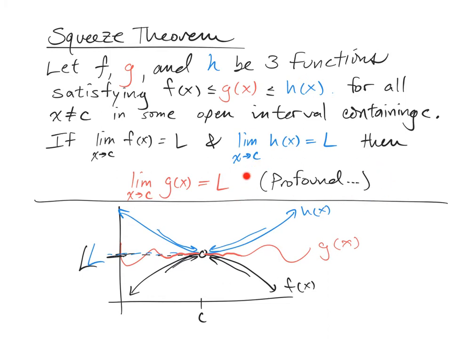Very profound indeed. It makes sense if you have a function that's down here and a function that's up here, and you have a function that's always between them, and these 2 functions, the bottom and top function, the blue and black function, kind of meet at the same y value here at x equals c, then the red function also has to meet at that y value when x equals c.